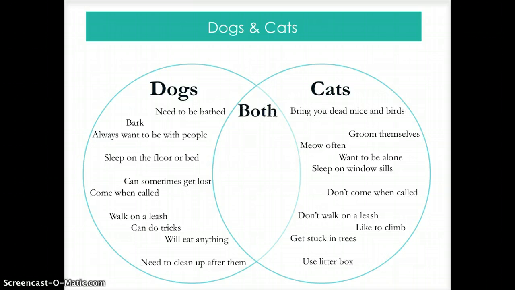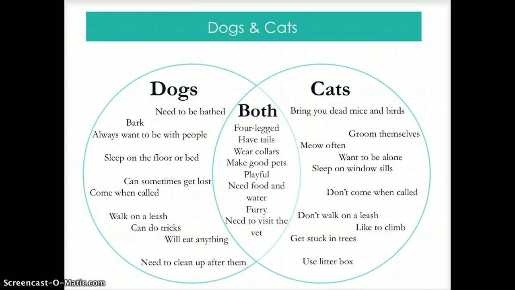Now what about some of the similarities? What do they both have in common? They both have 4 legs, they have tails, they wear collars, they make good pets, they're playful, they need food and water to survive, they're furry, most of them, and they need to be visited by the vet.